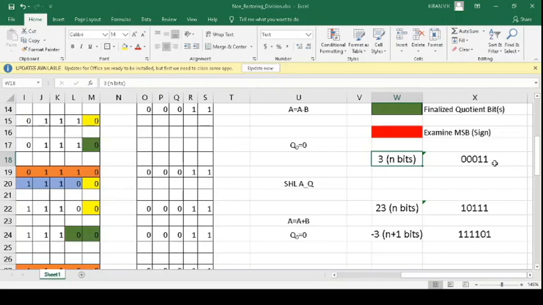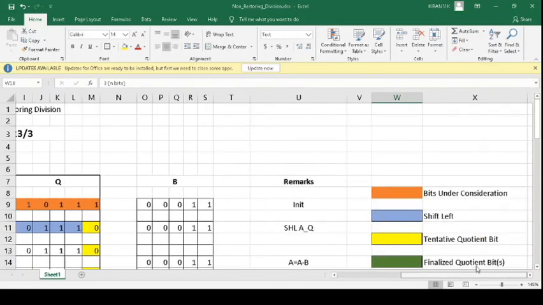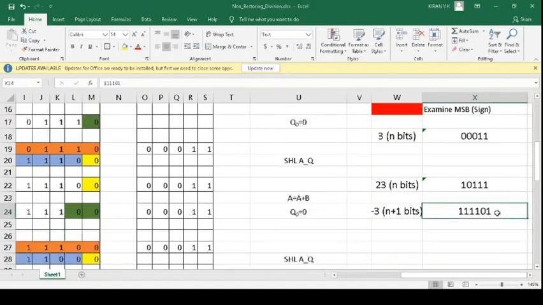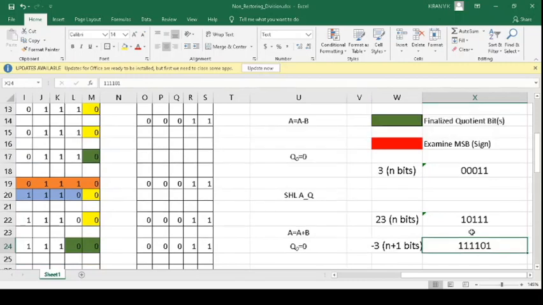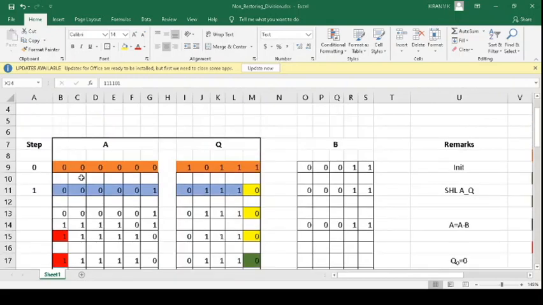2 bits for representation. Then, as in the case of restoring division, occasionally we may need to subtract the divisor from the dividend or the partial dividend. So if 3 can be held in 2 bits, then negative 3 can be held in a minimum of how many bits? 3 bits. So if you see here, the negative 3 has to be applied on A, right?